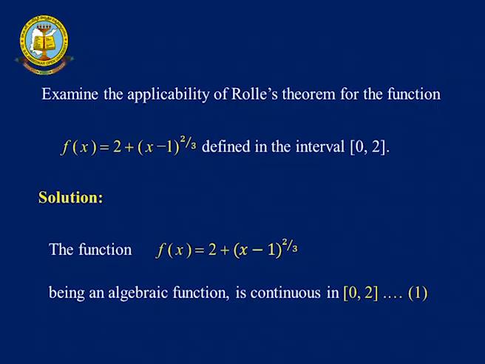So, examine the applicability of Rolle's theorem for the function f of x equal to 2 plus x minus 1 whole power of 2 by 3, defined in the closed interval 0 comma 2. Okay. So, first f of x equal to 2 plus x minus 1 to the power 2 by 3. It being an algebraic function, it should always be continuous. So, f is continuous on 0 comma 2.